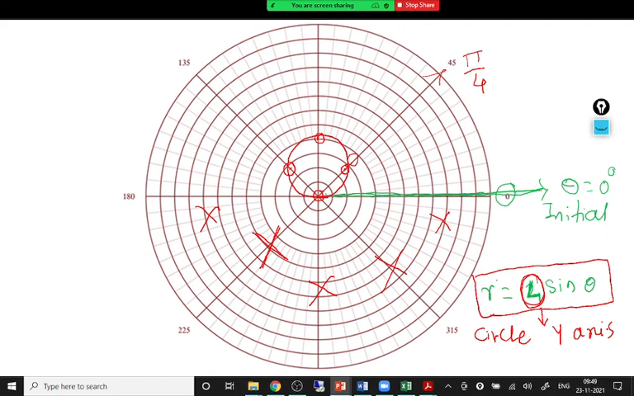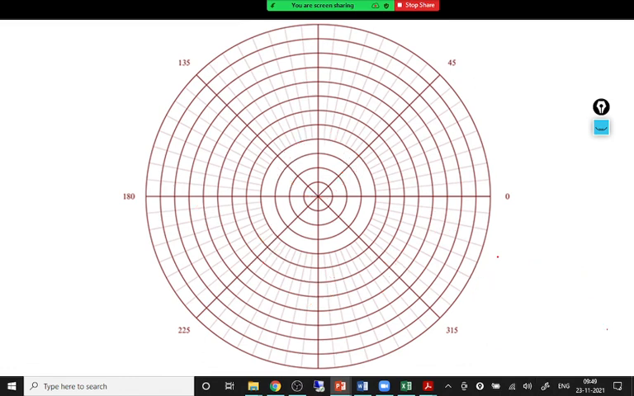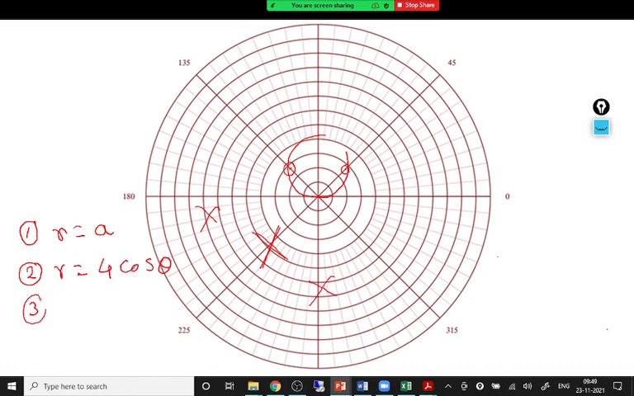There are 3 circles first. Let me write the equations first. Okay, the first equation is r is equal to a. The second equation is r is equal to 4 cos theta, and the third equation is r is equal to 4 sin theta. Okay, so these are the circle equations.